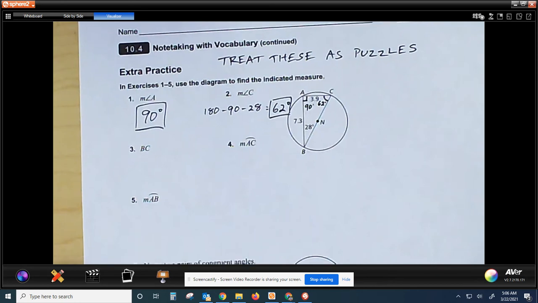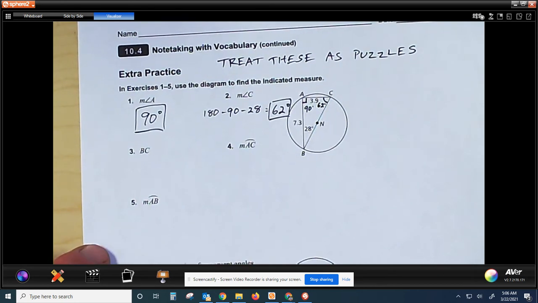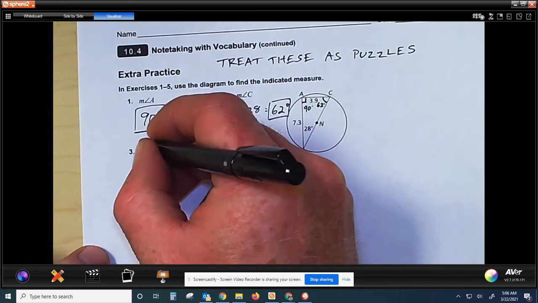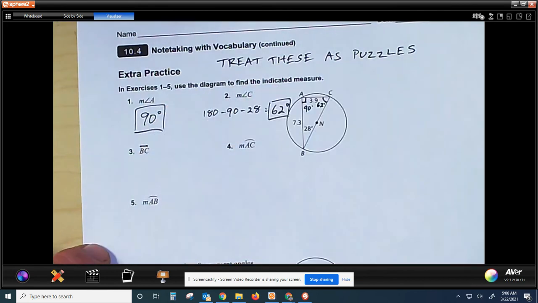Okay. I feel like we're doing something here. I'm going to skip this for a moment. BC, it's asking for a line segment. We're going to skip that.